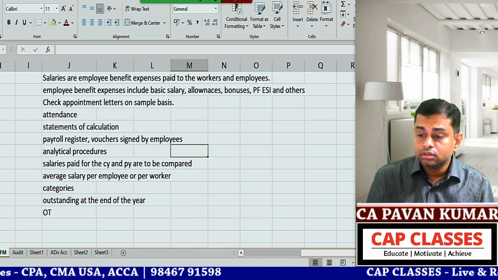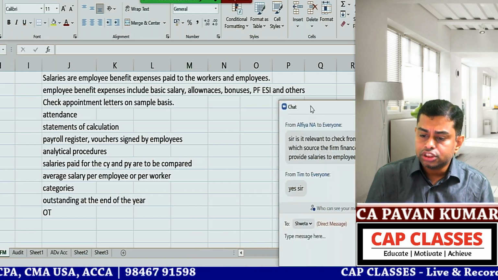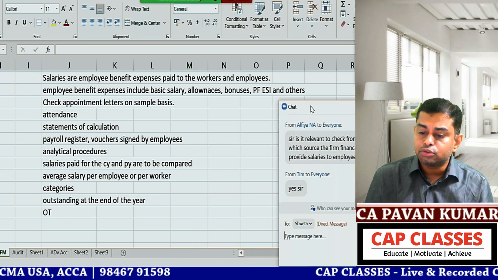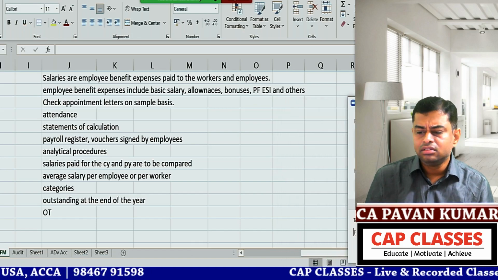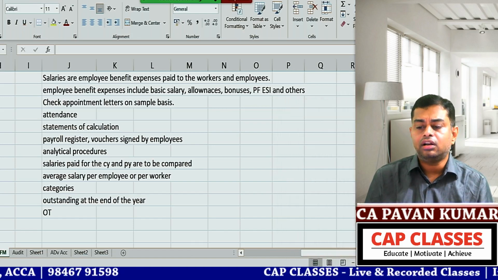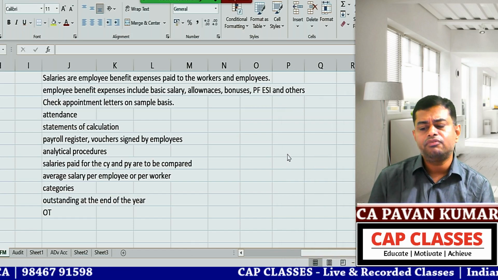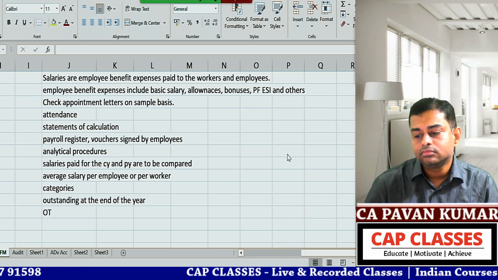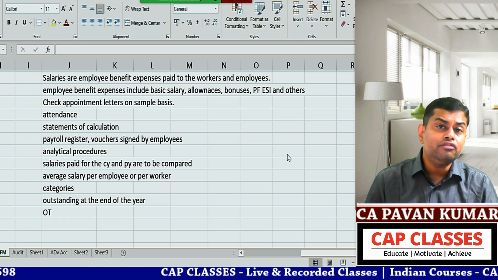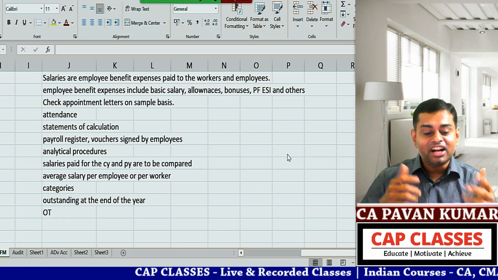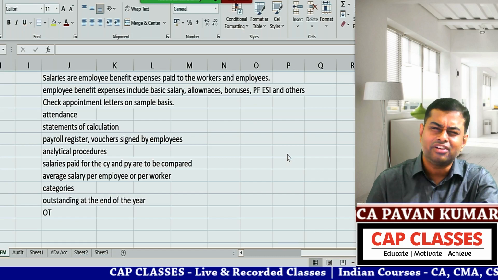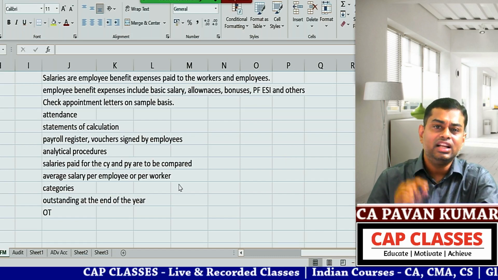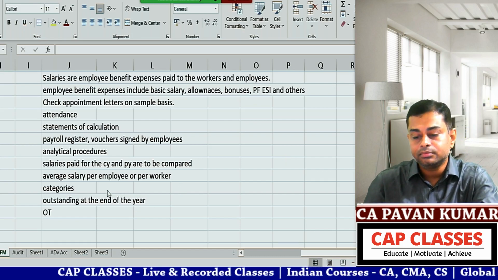Now, sir, is it relevant to check from which source the firm finances to provide salaries to employees? No, ma. Normally, we don't check that. For salaries, it is an operating expense. From working capital they'll pay or from operations they'll pay. So you don't need to verify funding. What is the source of funding for this? You need not verify. That is altogether a different point.